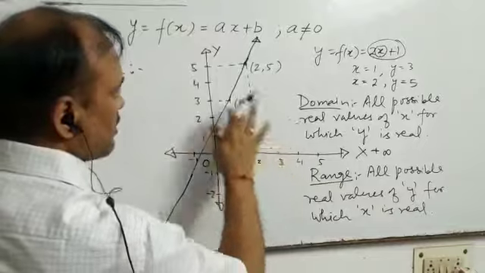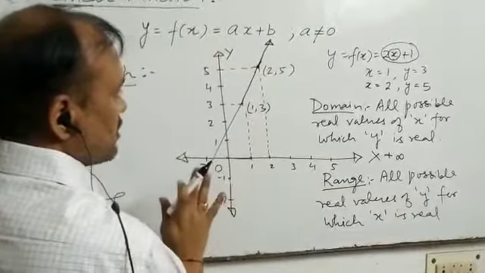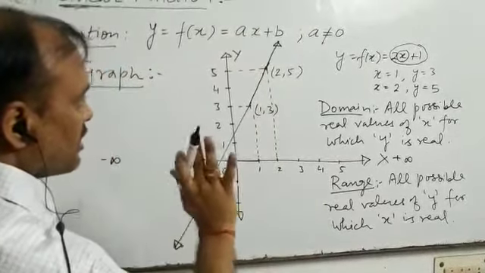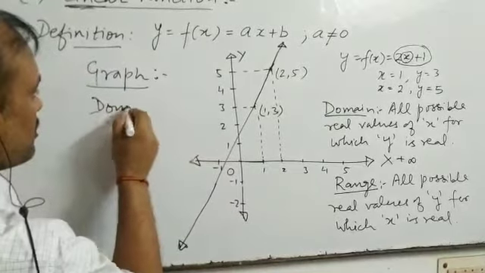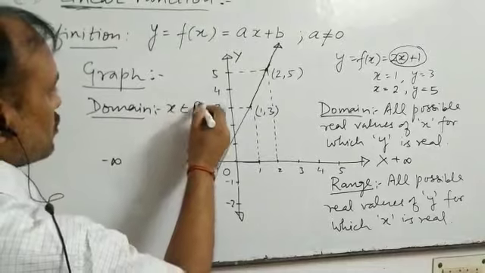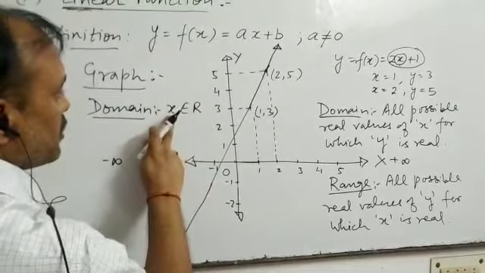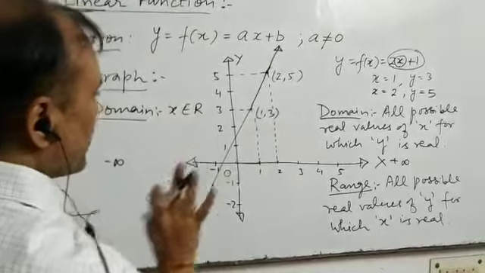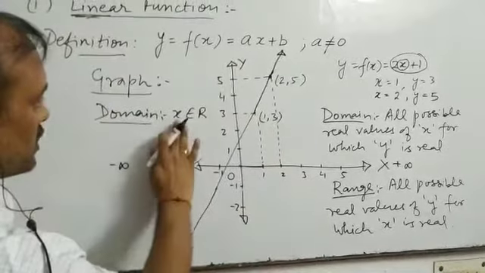So we can say the domain set of this function is all real numbers. Domain is what? We write it as x belongs to the set of real numbers. x means all possible values of x for which y is real. So that is going to be all real numbers.